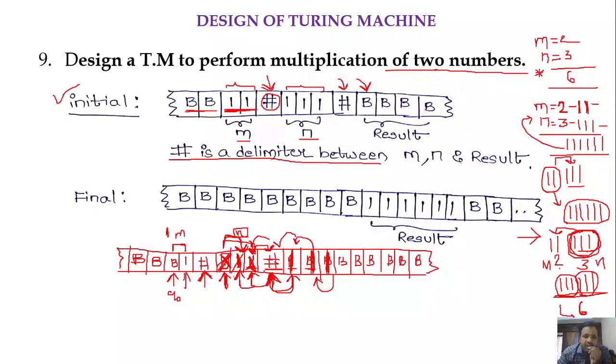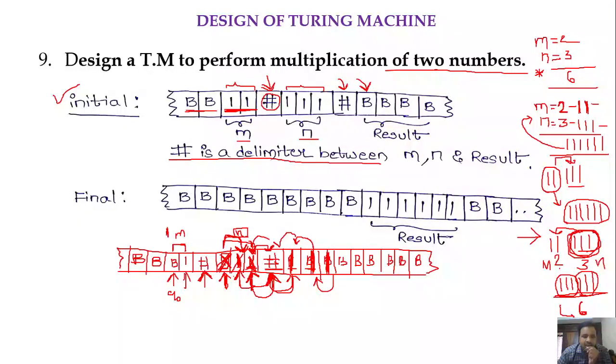Immediately after getting hash, what we can identify here is that the n portion of the input we have processed. So if we are getting hash after x, it is indicating that we have completed the copying of all ones which are there in n. So what we have to do here is move the head towards left to consider the next one which is there in m.